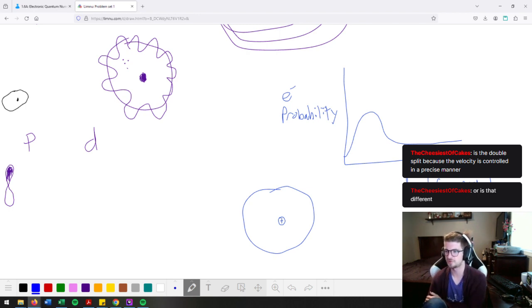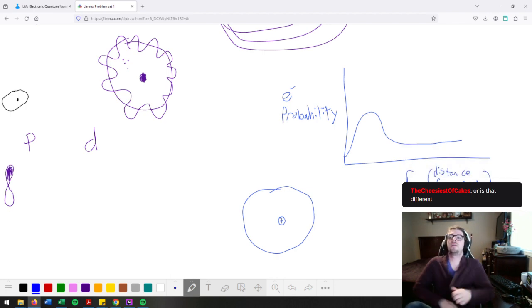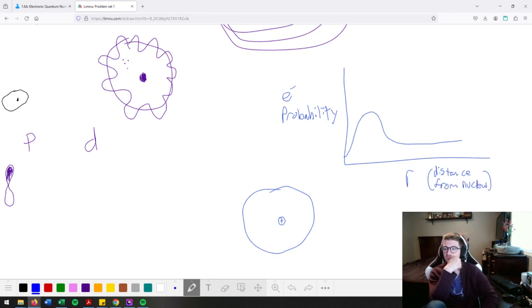Double slit experiment, because velocity is controlled in a precise manner. It does work on that same principle, but in a double slit experiment the position of these things is more controlled, so we can measure when you fire these through slits. As the position gets confined to the slits, the momentum becomes more and more uncertain, because when it passes through the slit, then it radiates out, right?